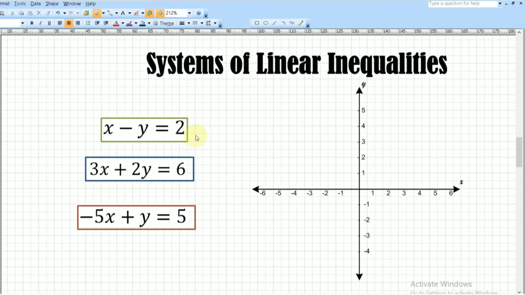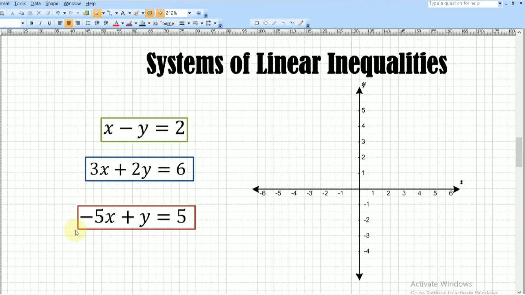But we have another method, right? If you recall from this one, you can use the table of pairs. Use the table of pairs and find at least two pairs, and then you connect them with a line.